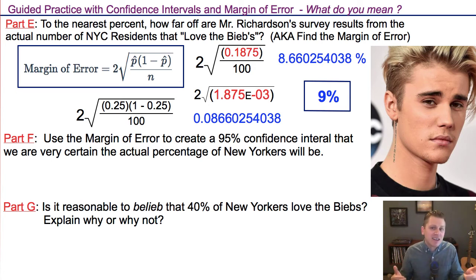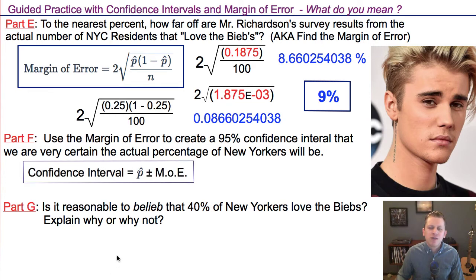This means that if I conducted this survey again, the number that I would get could be higher by 9% or lower by 9%. I can use the margin of error to find an interval that I would be fairly certain of the number of New York City residents that love the Biebs. To create a 95% confidence interval, use this formula here. P hat is the percentage of New York City residents that said they love the Biebs in our sample, and the margin of error is how much this is likely off by. I know the margin of error is 9%, so I plug those in.